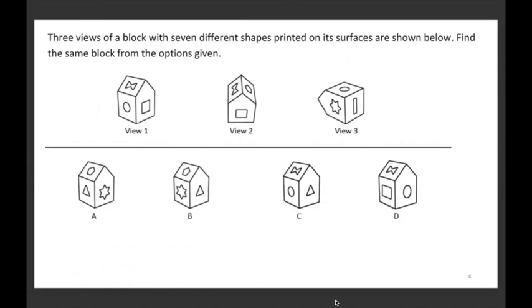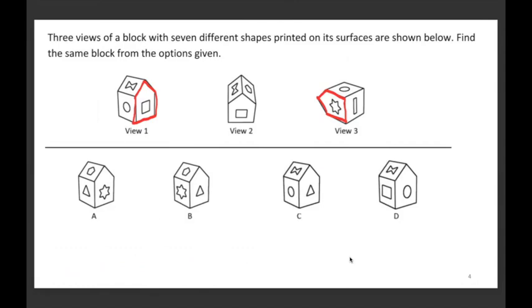3 views of a block with 7 different shapes printed on its surfaces are shown below. Find the same block from different options. Which is the same block from these options? If we look at the block, the pentagonal surface of the block, on one side, there are 2 pentagonal surfaces that this block will have. On one side, there's a square, and on the other side, there's a star. There is no third pentagonal surface that this solid will have.